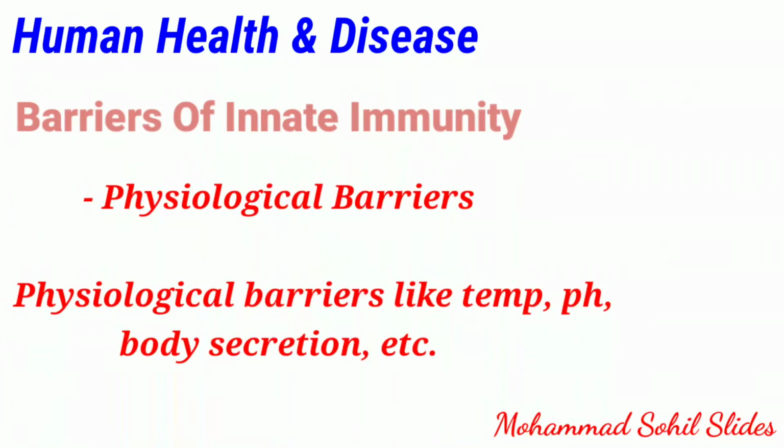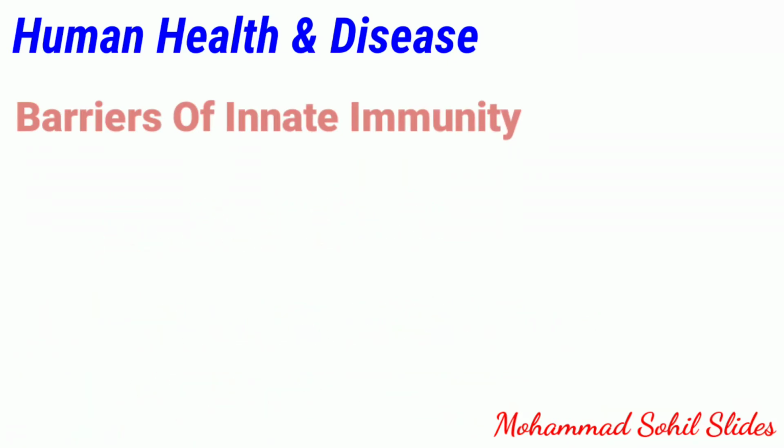Now second barrier, that is physiological barriers. Physiological barriers like body temperature, pH, body secretion, etc. It prevents the growth of many microorganisms. Body shows fever when pathogen attacks the body. Fever is high temperature which inhibits the growth of many pathogens. A strong acidity of gastric juice kills most of the ingested microorganisms. Lysozyme is a bacteriolytic enzyme which is present in tears.